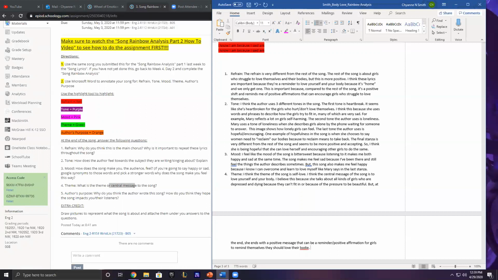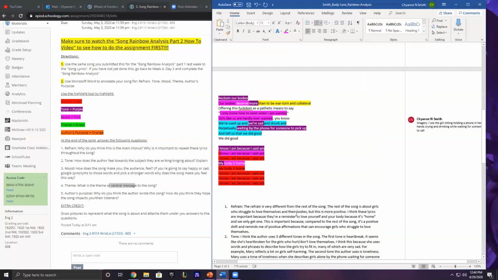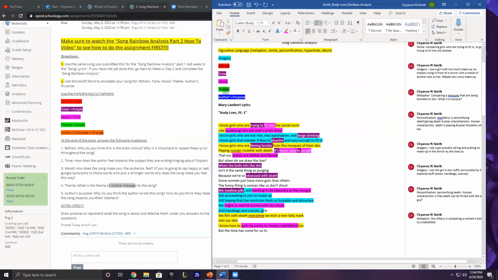All right, I'm going to read this, and then I'll go find my evidence. Overall, my answer is, I think the theme of the song is self-love. I think the central message of the song is to love your body and yourself. I believe this because she talks about all kinds of girls who are depressed and dying because they can't fit in, or because of the pressure to be beautiful. But at the end, she ends with a positive message that can be a reminder, a positive affirmation for girls to remind themselves they should love their bodies. So I need to go find some evidence to support that and highlight it in green for theme.